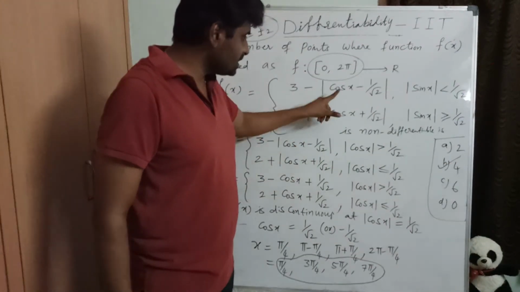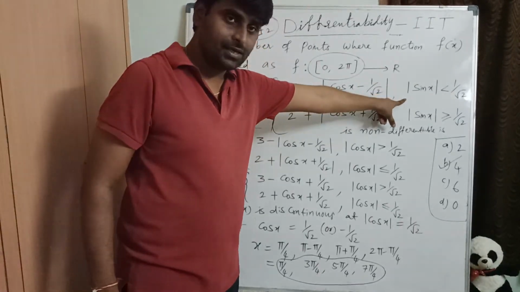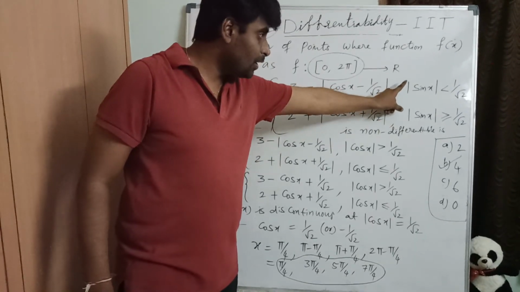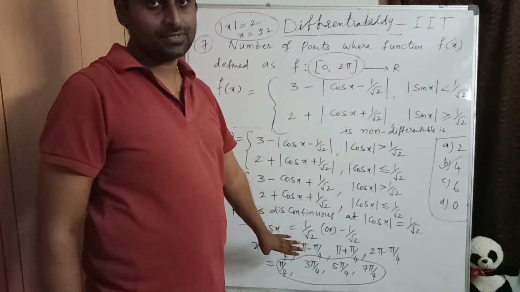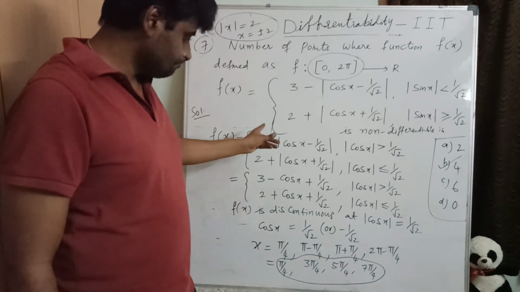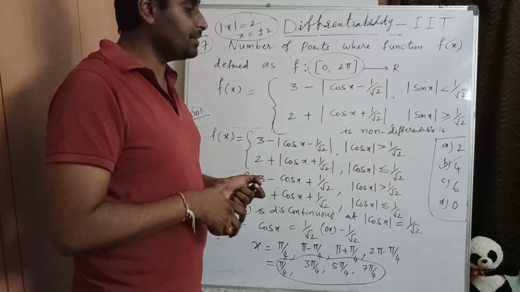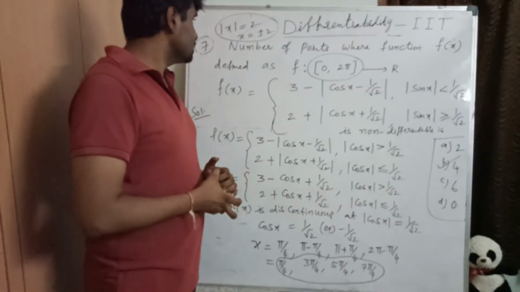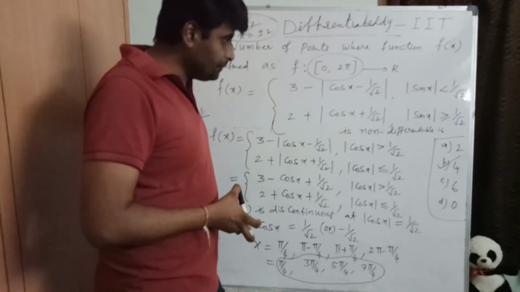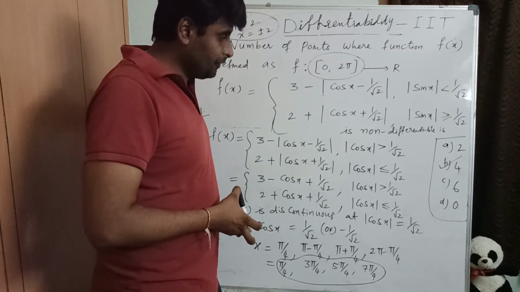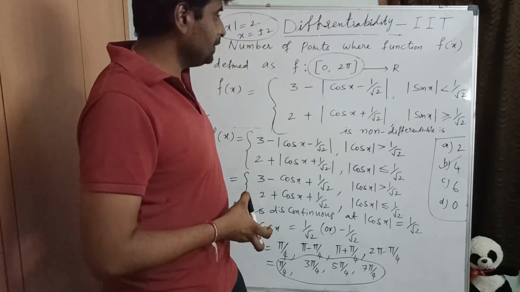Whenever the function is in terms of one variable, the limit also must be in that term only. That's why I converted from modulus of sin x to modulus of cos x, so that this will be very easy. Okay, so hope you have understood. In the next video, we will discuss some more problems.